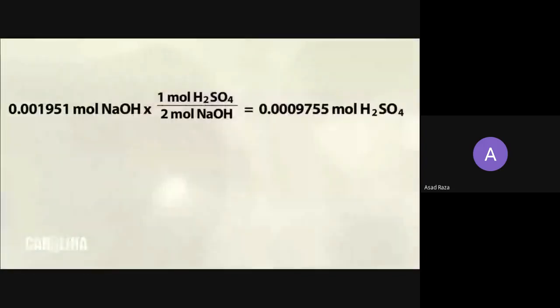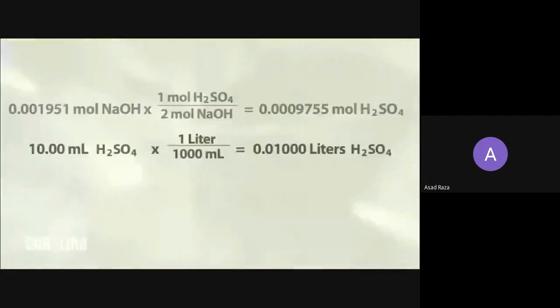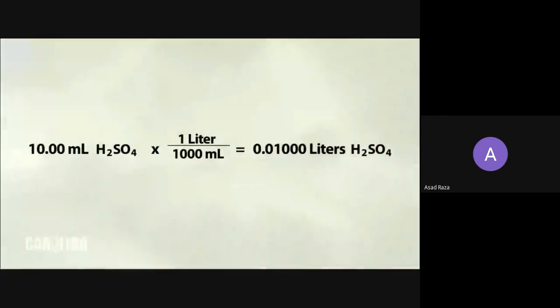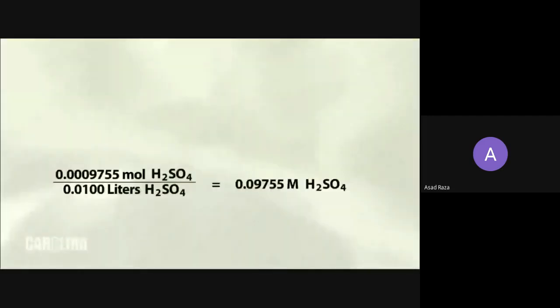The titration requires 10 milliliters of sulfuric acid. Convert that to liters and divide it into the calculated number of moles. For this trial, the concentration of sulfuric acid is 0.09755 molar.